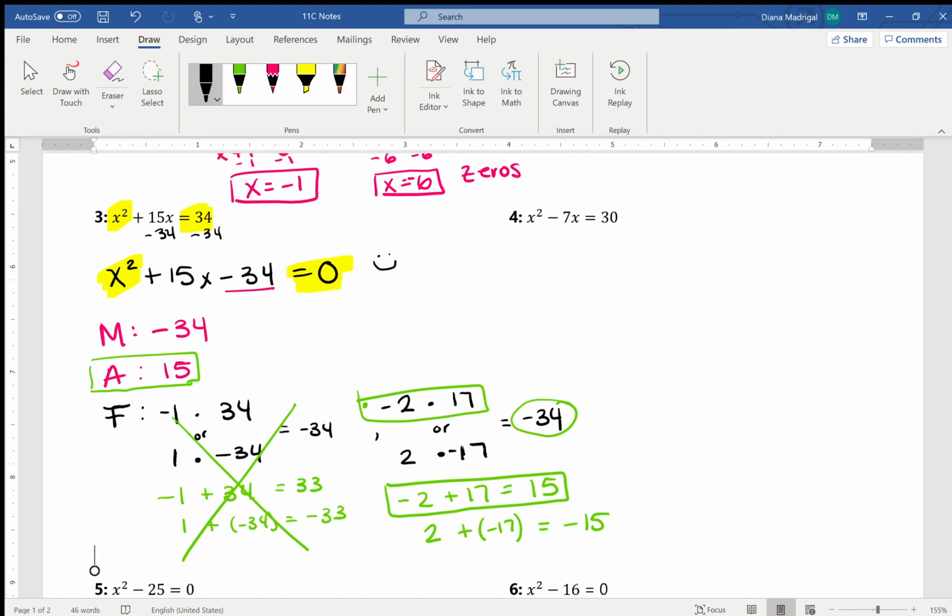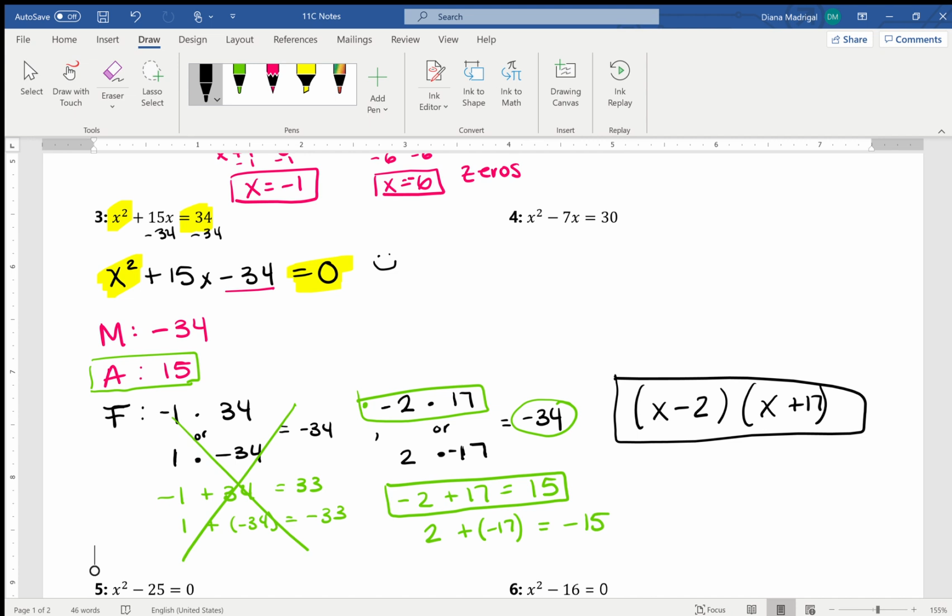So my final answer, again, will always have two parentheses because of the x squared. Both of them have one variable of x. And the numbers that I'm going to put in here are the numbers that I used to figure out negative 34 and positive 15, which in this case were negative 2 and 17. Those are my factoring numbers, my answer for factoring. If they ask you for the zeros, then this will be x equals positive 2 and x equals negative 17.